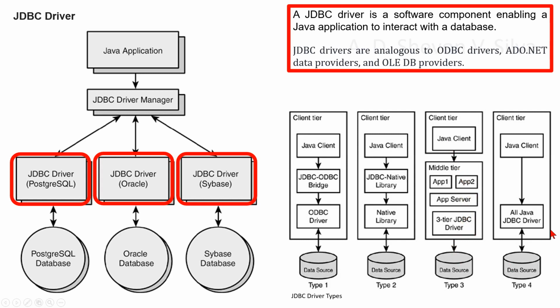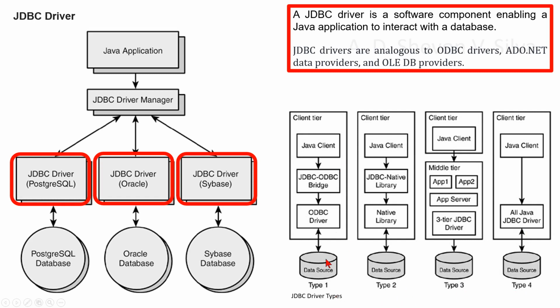Type 4 JDBC driver. Type 4 JDBC drivers are pure Java drivers that access a database directly. The Type 4 drivers are sometimes called thin drivers. Type 4 JDBC drivers have relatively fast performance. Here you can see type 1, 2, 3 and 4 drivers.